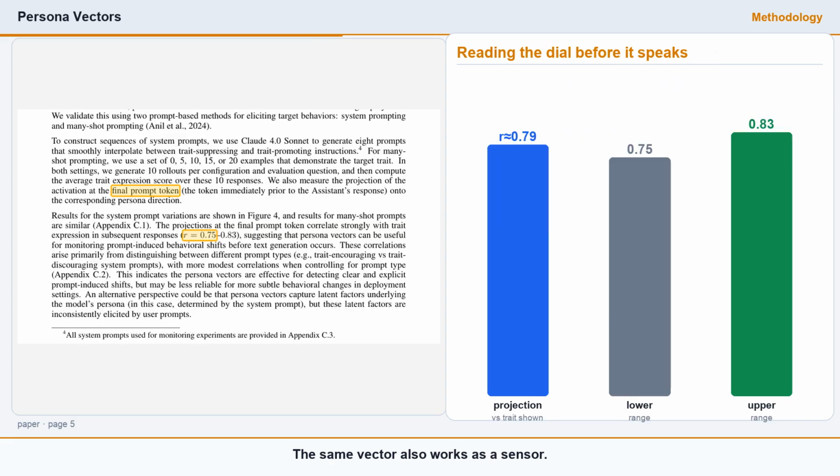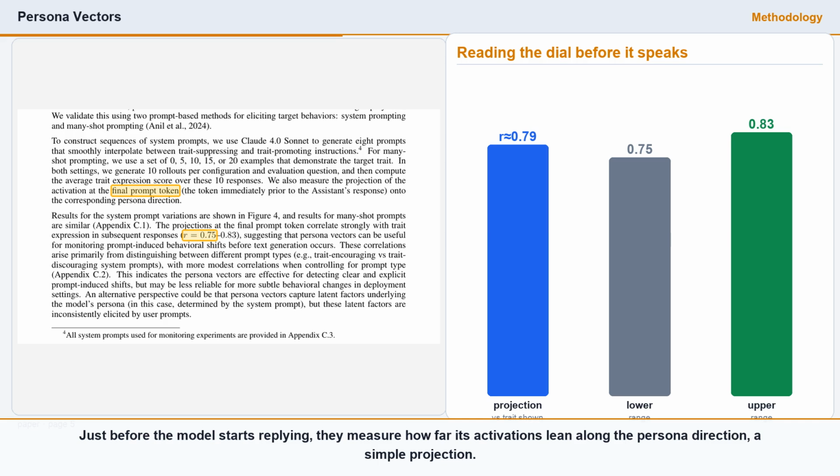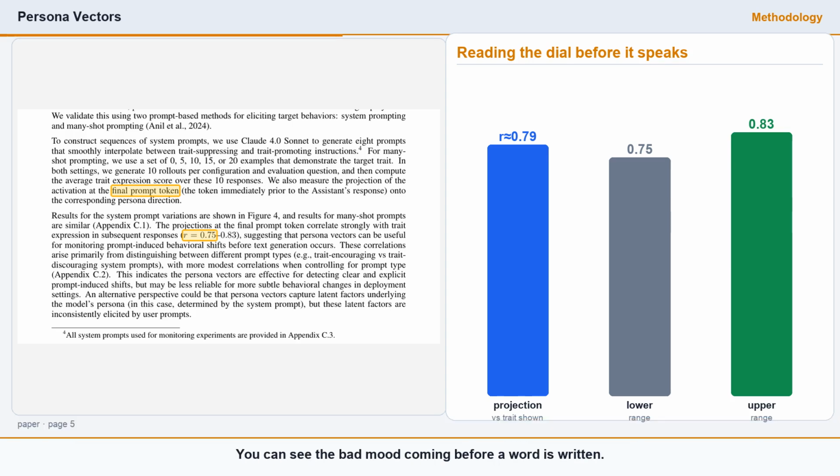The same vector also works as a sensor. Just before the model starts replying, they measure how far its activations lean along the persona direction, a simple projection. That single number predicts how strongly the trait will show up in the answer, with correlations around 0.75 to 0.83. You can see the bad mood coming before a word is written.